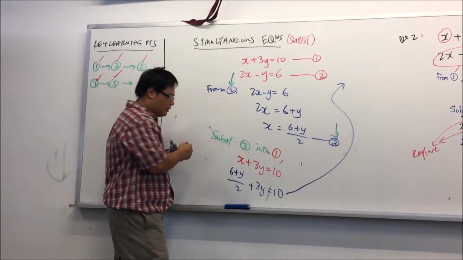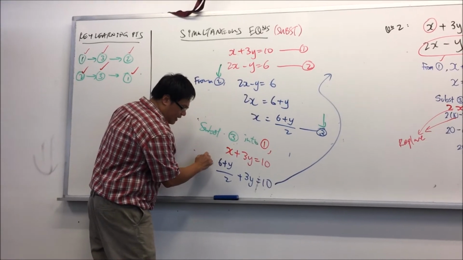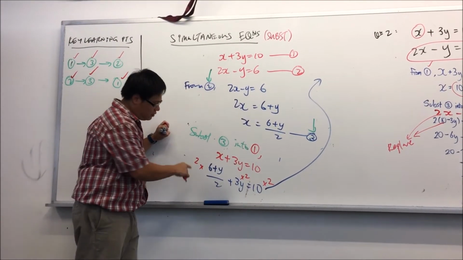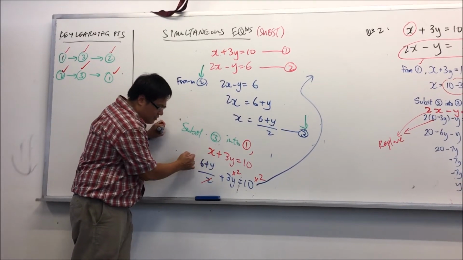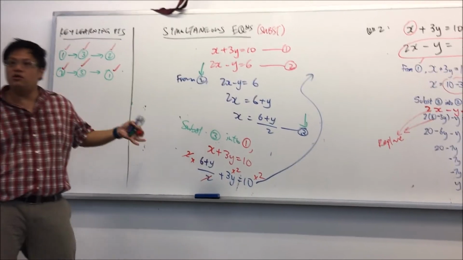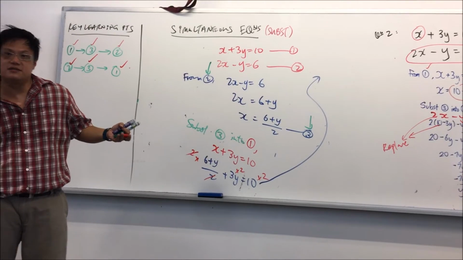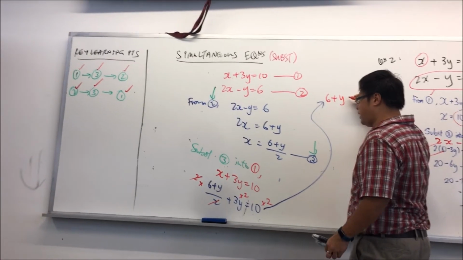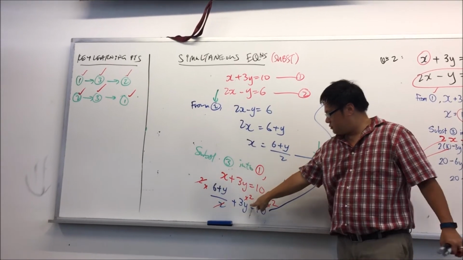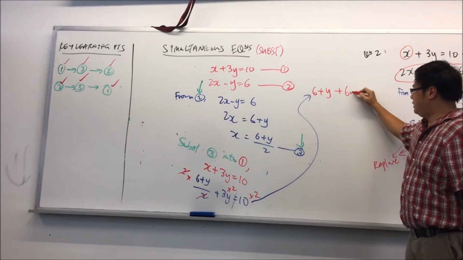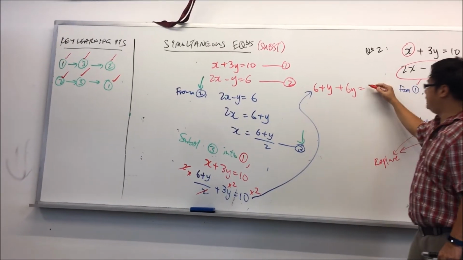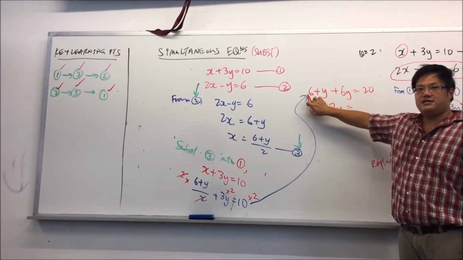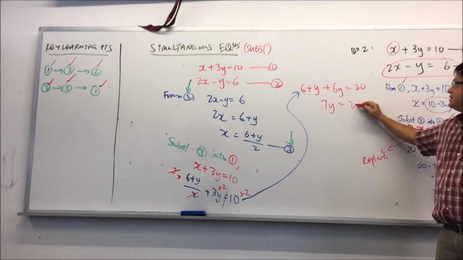Watch, times 2. If I times this term by 2, every term must be times 2. Agree or not? Yes. Watch, the 2 and the 2 cancel off each other. Therefore, no more denominator. Denominator disappears. So this now becomes 6 plus y, plus 6y equals 20. Watch here. y plus 6y is 7y. There's a 6. Bring it over to the right. 20 minus 6.